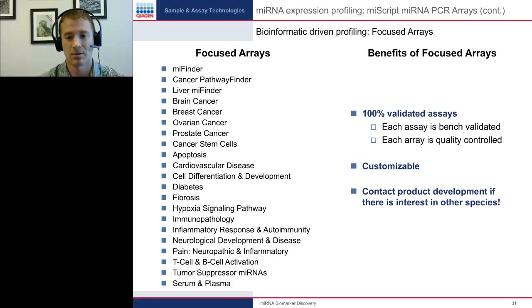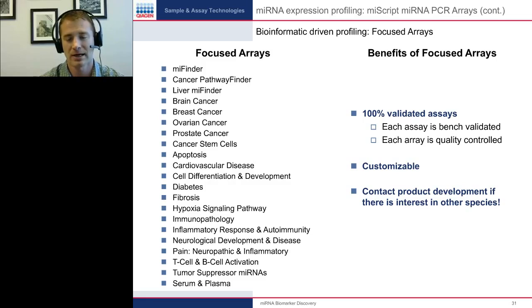And the last type of content is our bioinformatic-driven profiling. We have teams of scientists at QIAGEN that use state-of-the-art bioinformatics and manually curate literature to organize microRNAs into pre-formatted panels based off of the hottest areas of biology. And we have the miRNA Finder that collects the 84 best expressed and best characterized microRNAs into one array, a variety of cancer-focused arrays, a hypoxia array, neurological development and disease, tumor suppressor microRNAs, and also a serum and plasma array. Now, this serum and plasma array collects the 84 microRNAs most widely published to be both present in circulation and differentially expressed in response to disease.